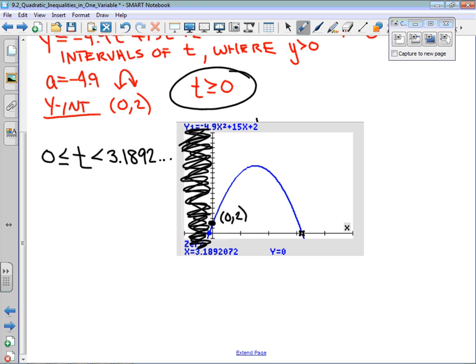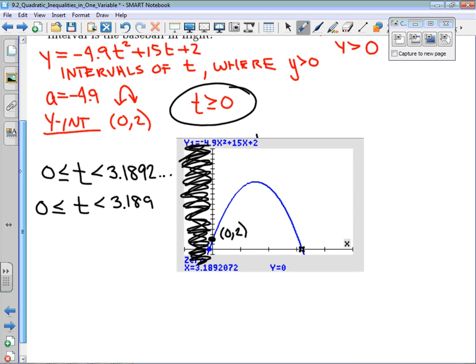Typically, questions like this will tell you where to round. We usually do nearest hundredth or nearest thousandth. So just to make sure we see it, if it did ask for the nearest thousandth, I would put 3.189. If it asked for the nearest hundredth, now one thing that I do have to be careful of is I think I'm reading too much into this question.